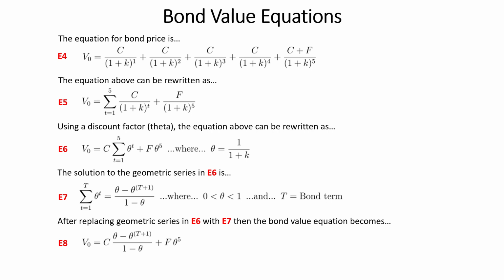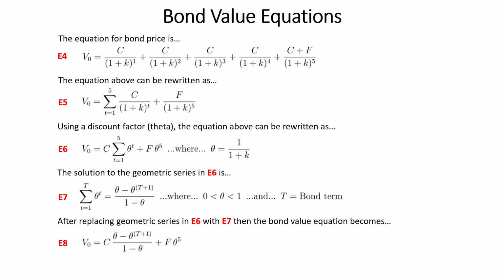But really that doesn't do anything for us, because if we just use equation E6, we have to actually walk ourselves through that summation, that sigma symbol. So what we would do is take theta to the 1, then add theta to the 2, then add theta to the 3, then theta to the 4, and then theta to the 5. So really that doesn't save us any time, but it does state the problem in a format that we can work with.